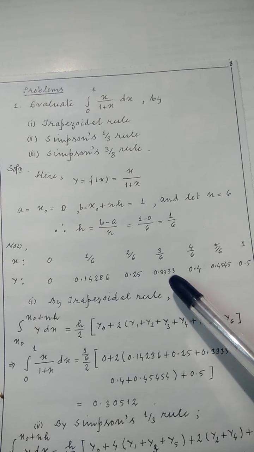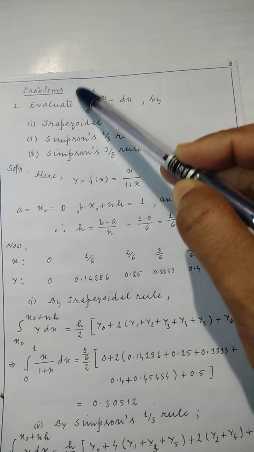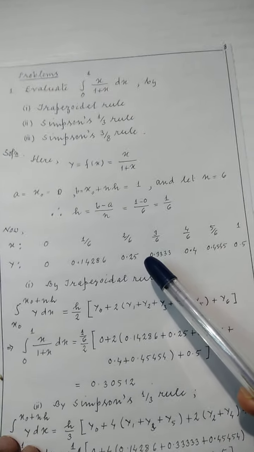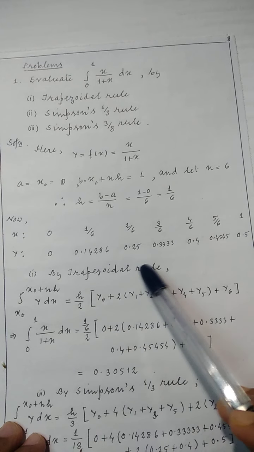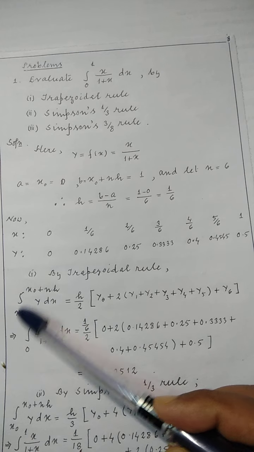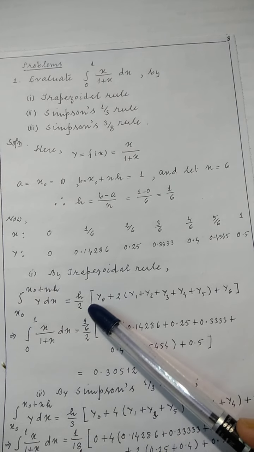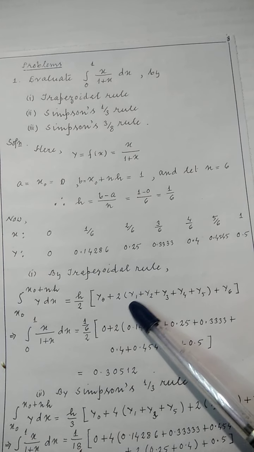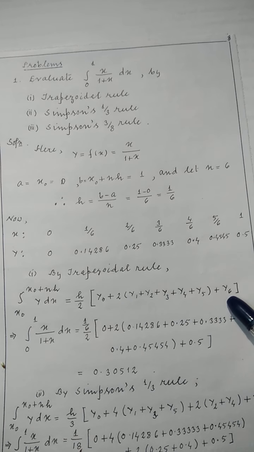Okay, now here in this question we have to find out the value of this integral using the trapezoidal rule first. So just to take the help of the trapezoidal rule, you know the result. You can write it as the integral from x naught to x naught plus nh of y dx is equal to h by 2 into the first ordinate plus 2 times the intermediate ordinates plus the last ordinate.